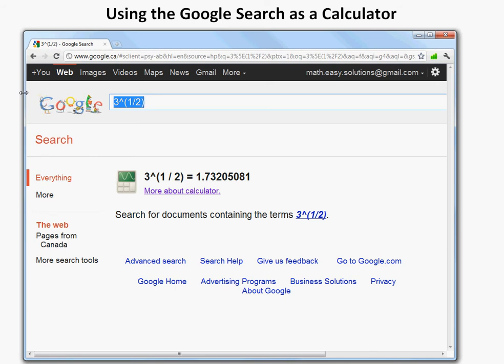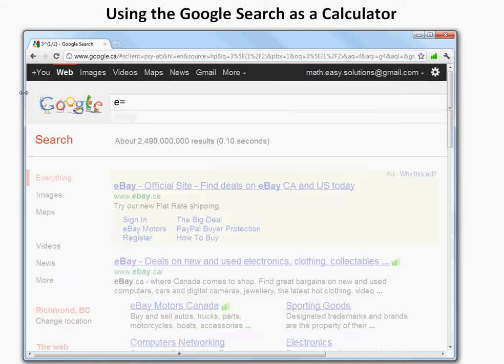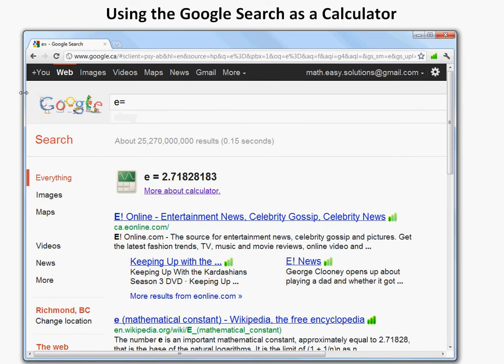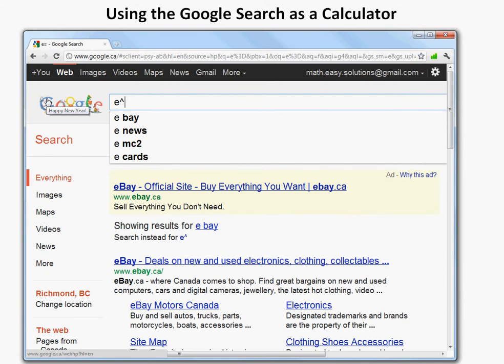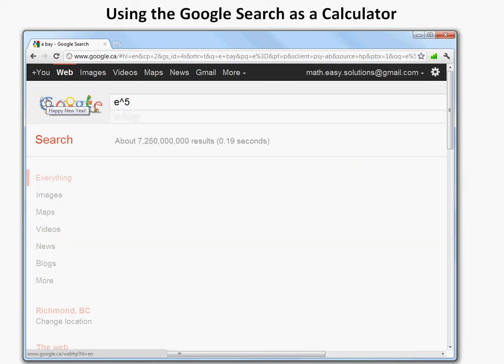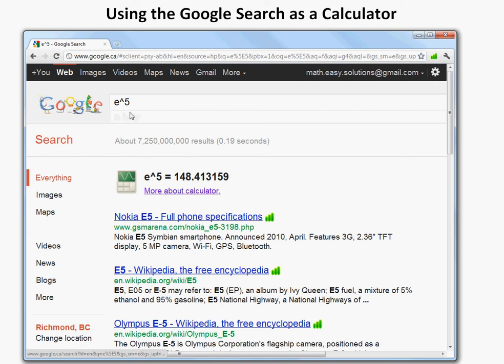Well, you could also use variables that are well known in math, like constants. Let's say E equals that. It knows what it is. You could also go E to the power of 5 equals that. So this is a very, very smart calculator. This is unbelievable. I've never seen something like this.